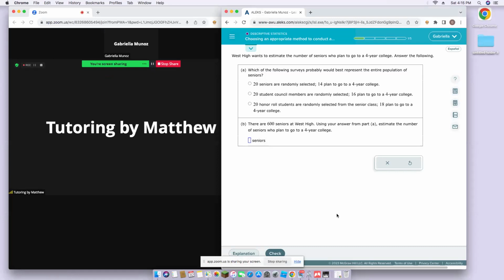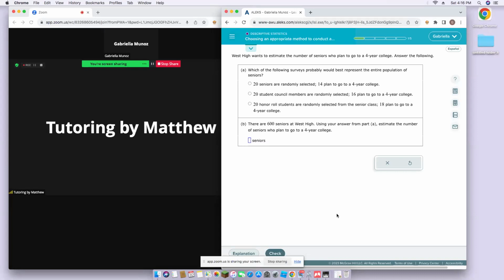All right. So this time it says, which of the following surveys would represent an entire population of seniors? The first option says 20 seniors. That's sounding pretty good. The second option is not good because with 20 student council members, we don't know whether they're seniors or not. And the last one, honor roll students, they are seniors, but they don't represent all the seniors. They're very specific in that group. So option A appears to be the best one.